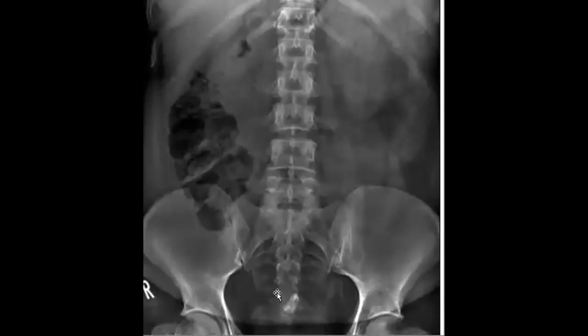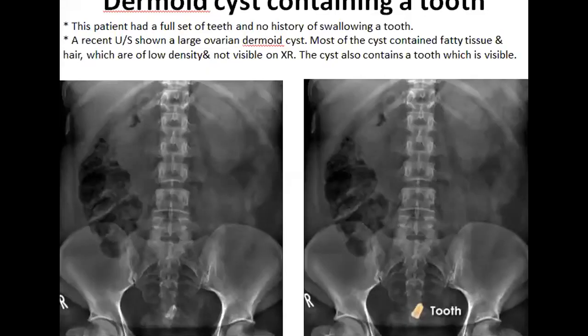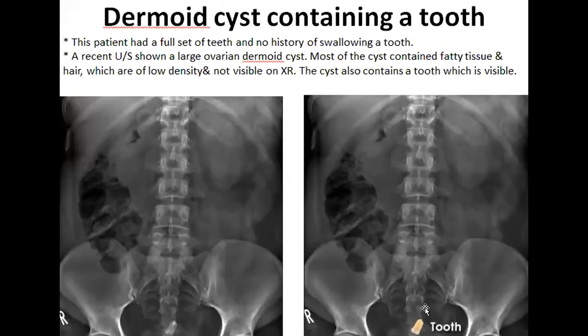And this is even what you are searching for. So what is this? Yes, a tooth in the pelvis is very important in the exam to see and to check for dermoid cyst. Yes, dermoid cyst containing a tooth.